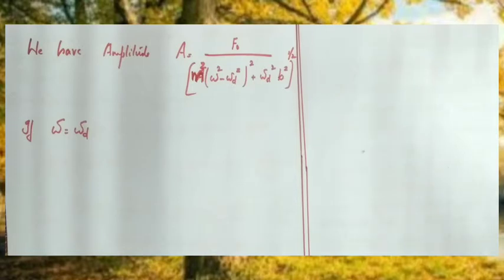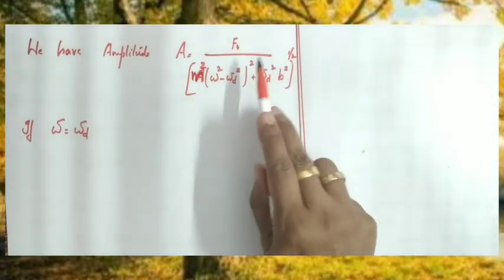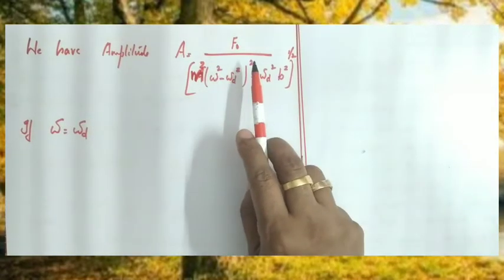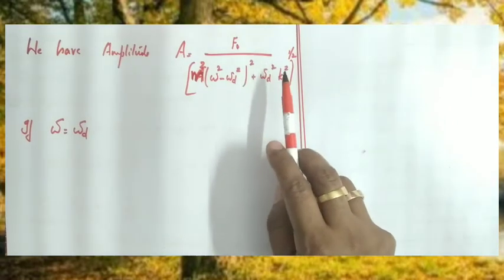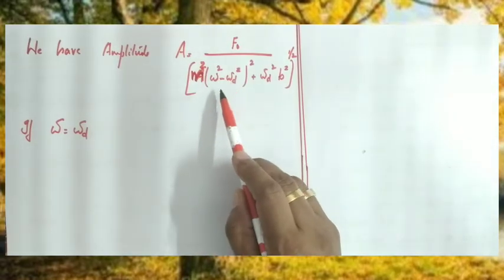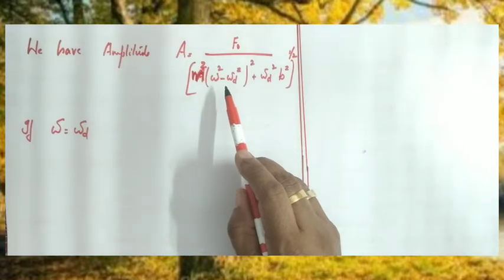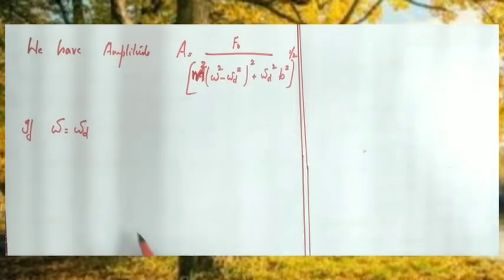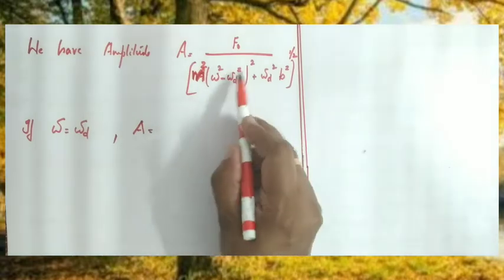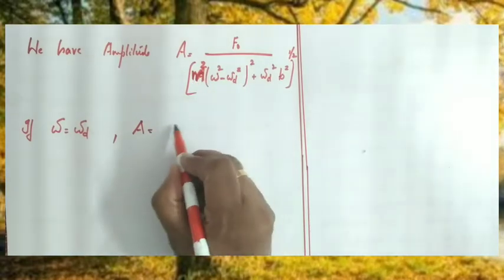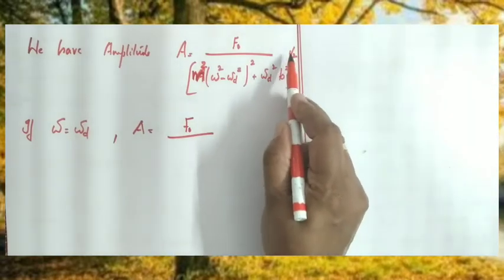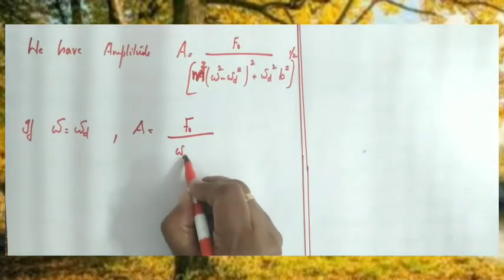So we know the amplitude of a driven simple harmonic motion is A equal to F0 divided by [m square into (omega square minus omega d square) the whole square plus omega d square b square] the whole raised to 1 by 2. If omega and omega d are equal, where omega represents the natural frequency and omega d represents the frequency of the driving force, what happens to amplitude A? This term becomes 0, isn't it? So amplitude A becomes F0 divided by (omega d square b square) the whole raised to 1 by 2, that is omega d into b.